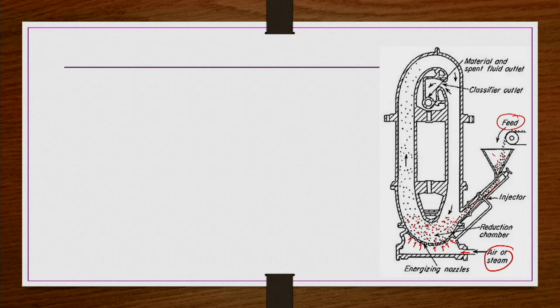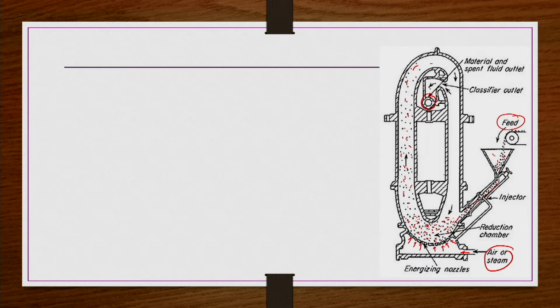So, that is the reason the chamber, whatever this chamber is there, is known as the reduction chamber. Primarily the reduction takes place in this reduction chamber. Okay. So, the air stream flows like this and then comes down like this. It makes a circulation within the equipment, but at the top we have a classifier outlet as well. Because of this, the spent fluid is taken out from here.